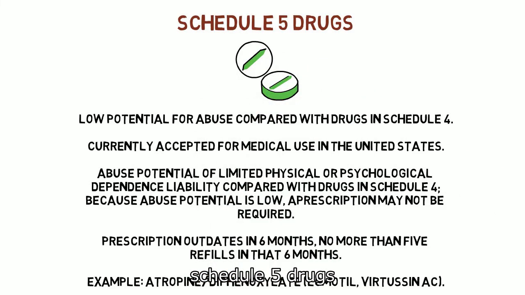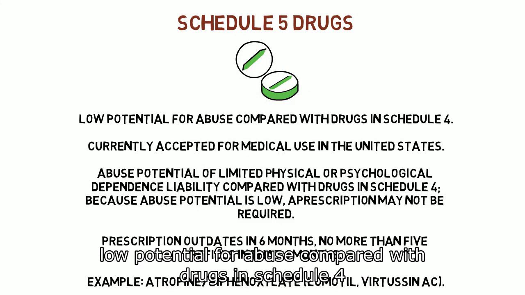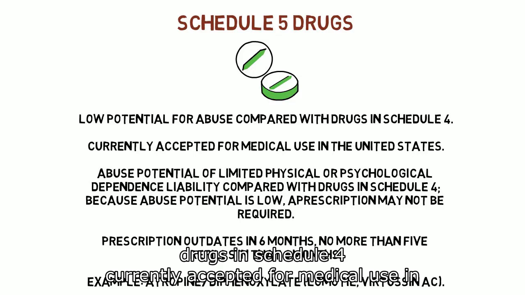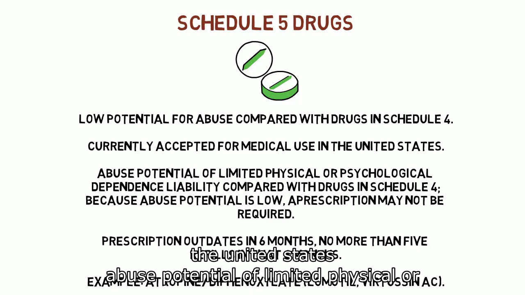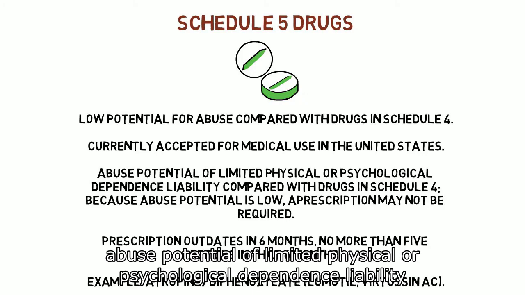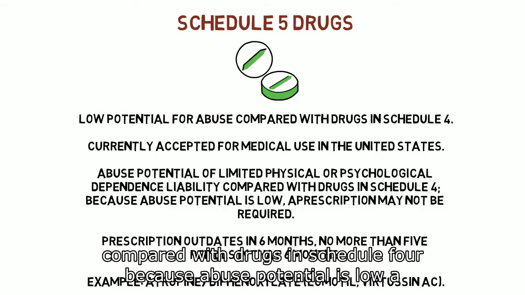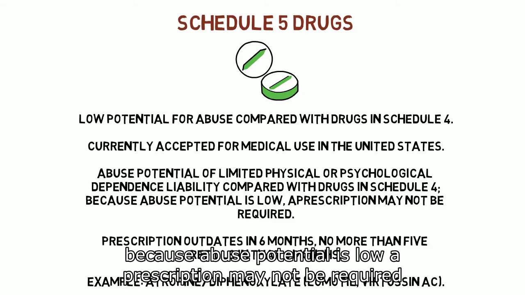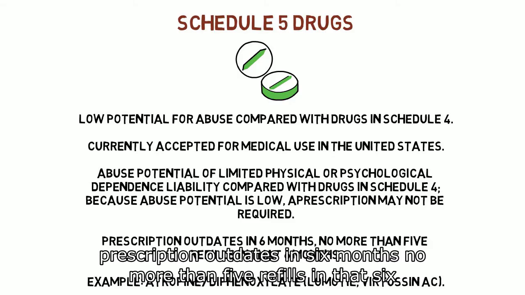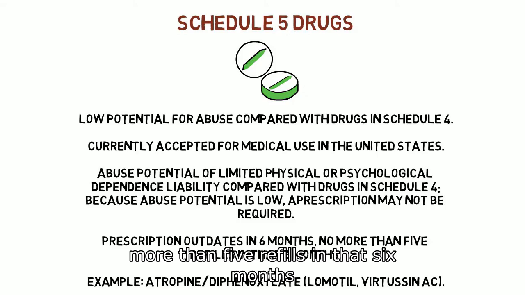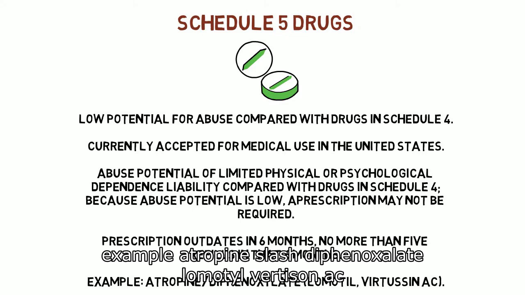Schedule 5 drugs. Low potential for abuse compared with drugs in Schedule 4. Currently accepted for medical use in the United States. Abuse potential of limited physical or psychological dependence liability compared with drugs in Schedule 4. Because abuse potential is low, a prescription may not be required. Prescription outdates in 6 months, no more than 5 refills in that 6 months. Example: atropine/diphenoxylate, Lomotil, Lomodal, Verticin AC.